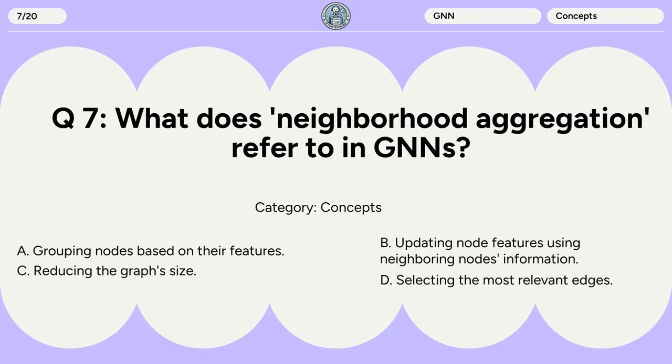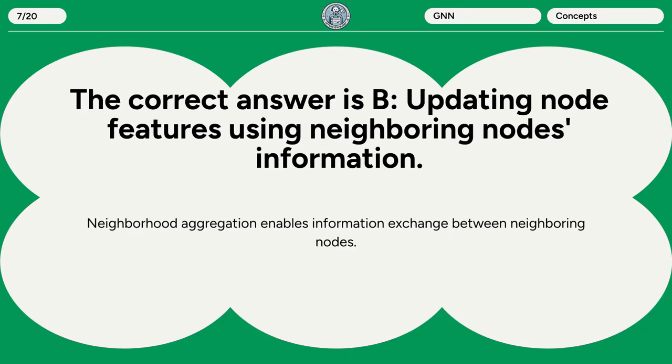Question 7. What does neighborhood aggregation refer to in GNNs? A. Grouping nodes based on their features. B. Updating node features using neighboring nodes' information. C. Reducing the graph's size. D. Selecting the most relevant edges. The correct answer is B. Updating node features using neighboring nodes' information. Neighborhood aggregation enables information exchange between neighboring nodes.